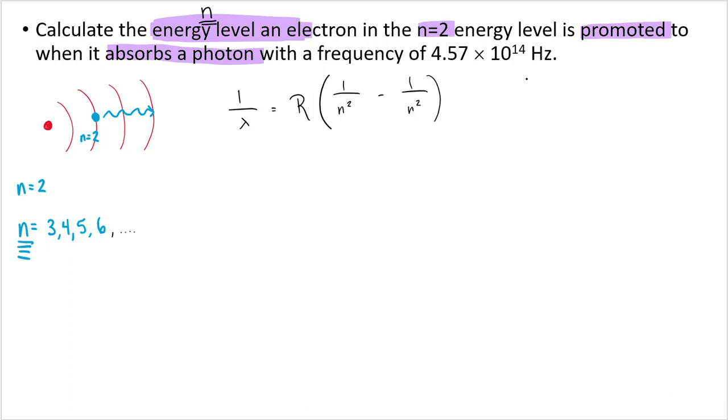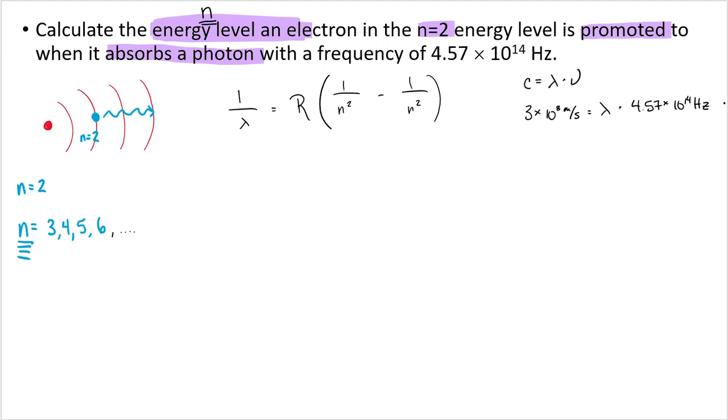The frequency gives you the wavelength. Remember that c equals lambda times nu. So that means that we have 3 times 10 to the 8th meters per second equals the wavelength times the frequency. So you can use the equations for the waves in order to get the other variables that you need.